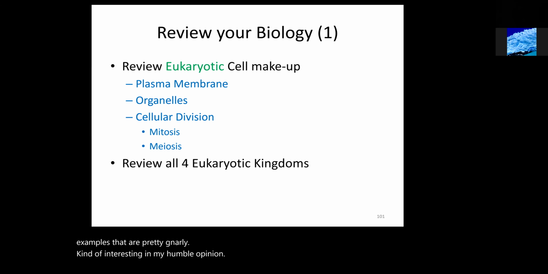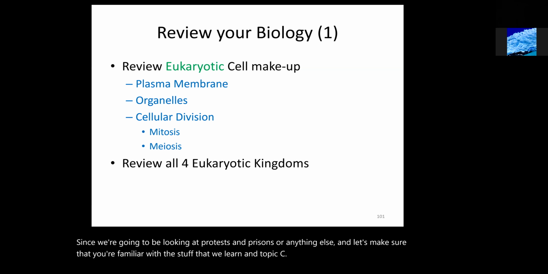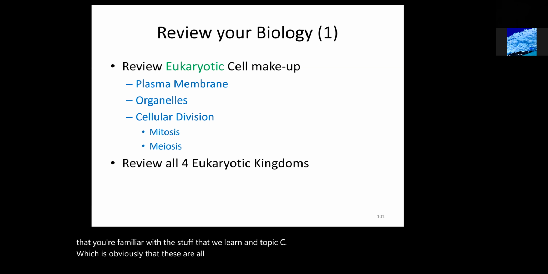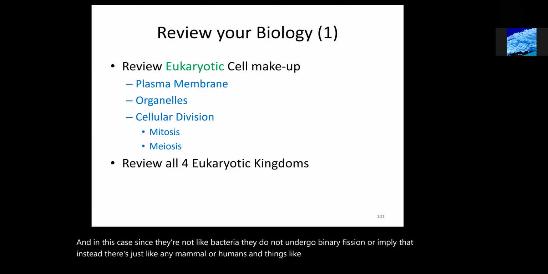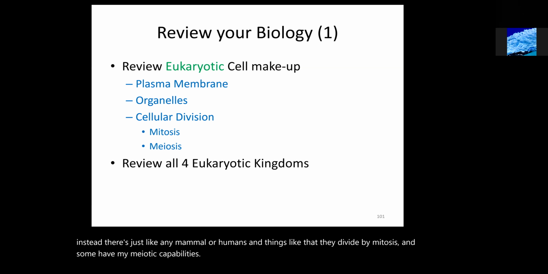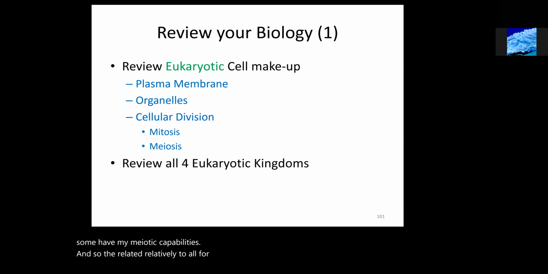So that being said, since we're going to be looking at protists and protozoans, let's make sure that you're familiar with the stuff that we learned in topic C, which is obviously that these are all eukaryotes. That means that they do have most, if not a lot, of the organelles. And since they're not like bacteria, they do not undergo binary fission or anything like that. Instead, they're just like any mammal or humans. They divide by mitosis, and some of them have meiotic capabilities. And so they're related relatively to all four other eukaryotic kingdoms that we've discussed in the past.